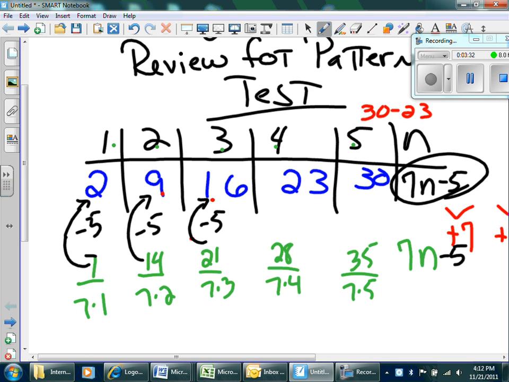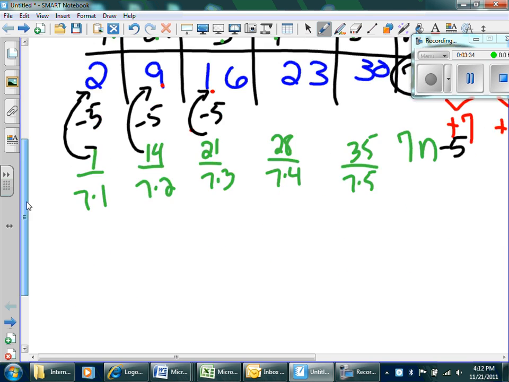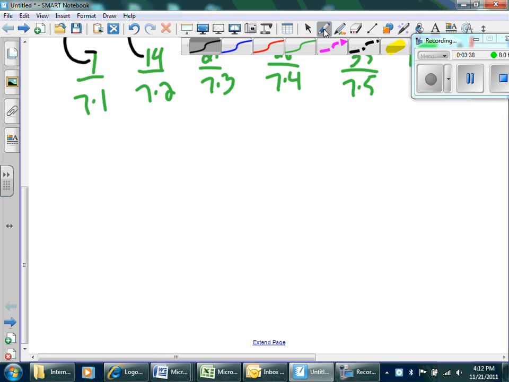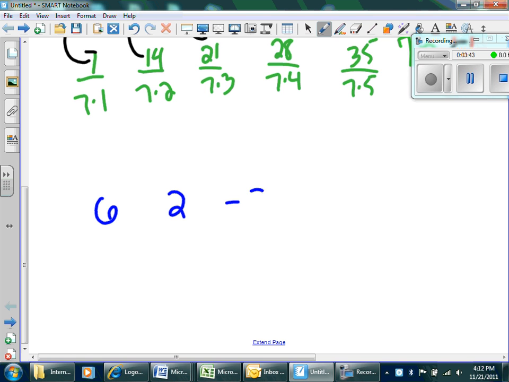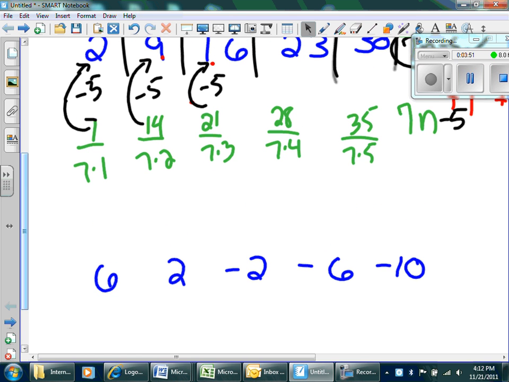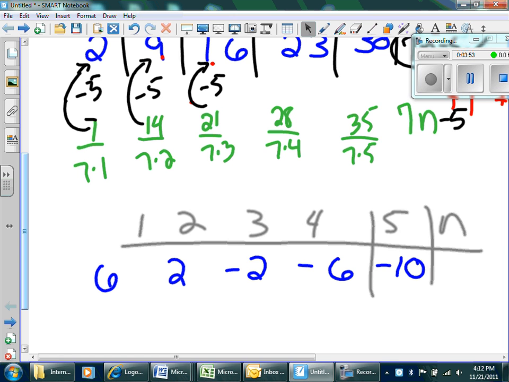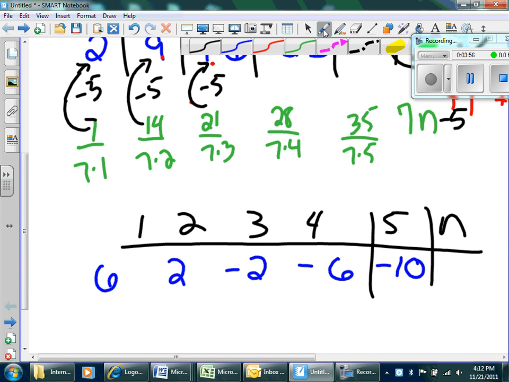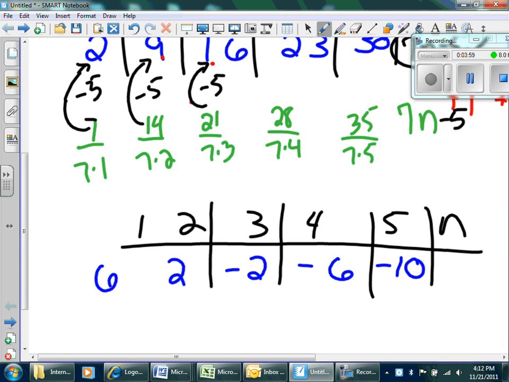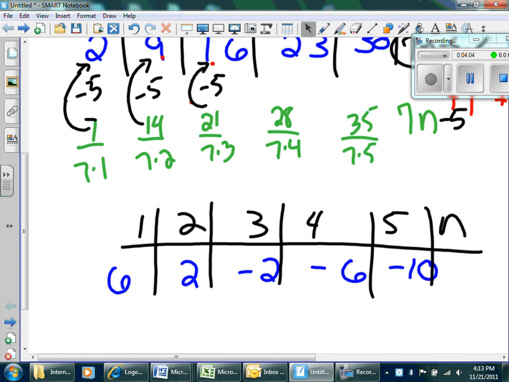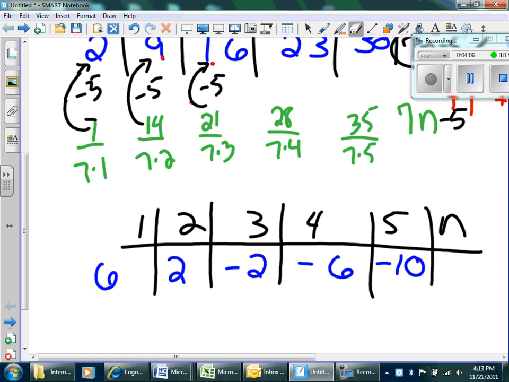All right, let's look at our next pattern. Our next pattern will be like this: 6, 2, negative 2, negative 6, negative 10. Remember, I need to make my little table, which is almost done. By the way, did I mention I like my smartboard? I don't like it. I love my smartboard. Okay, very good. I might want to scooch that 6 over. No, that's going to move everything. I'll just rewrite it.